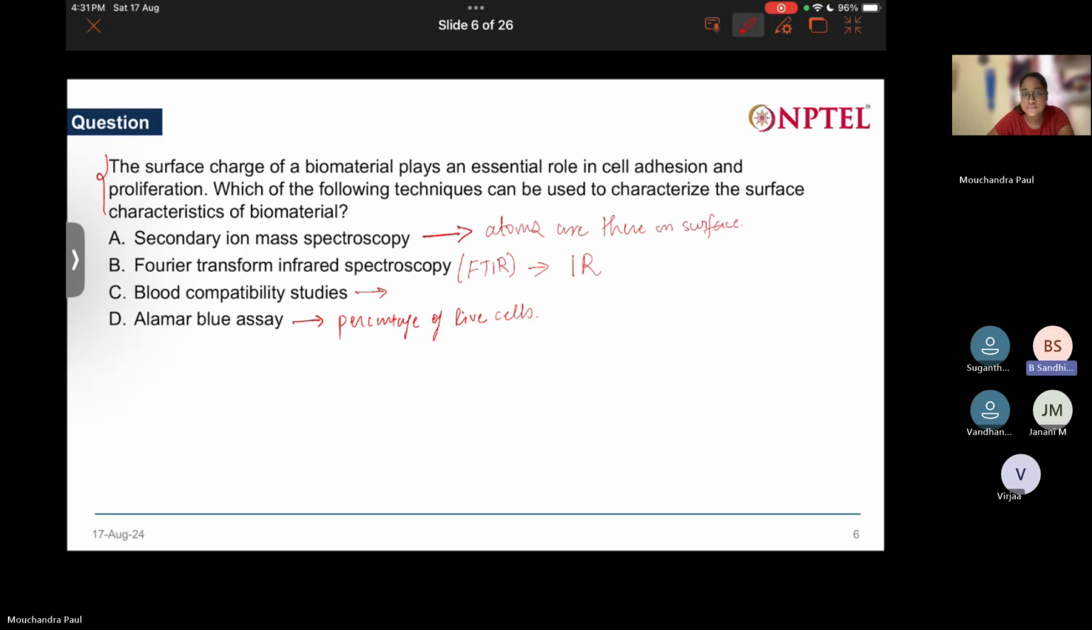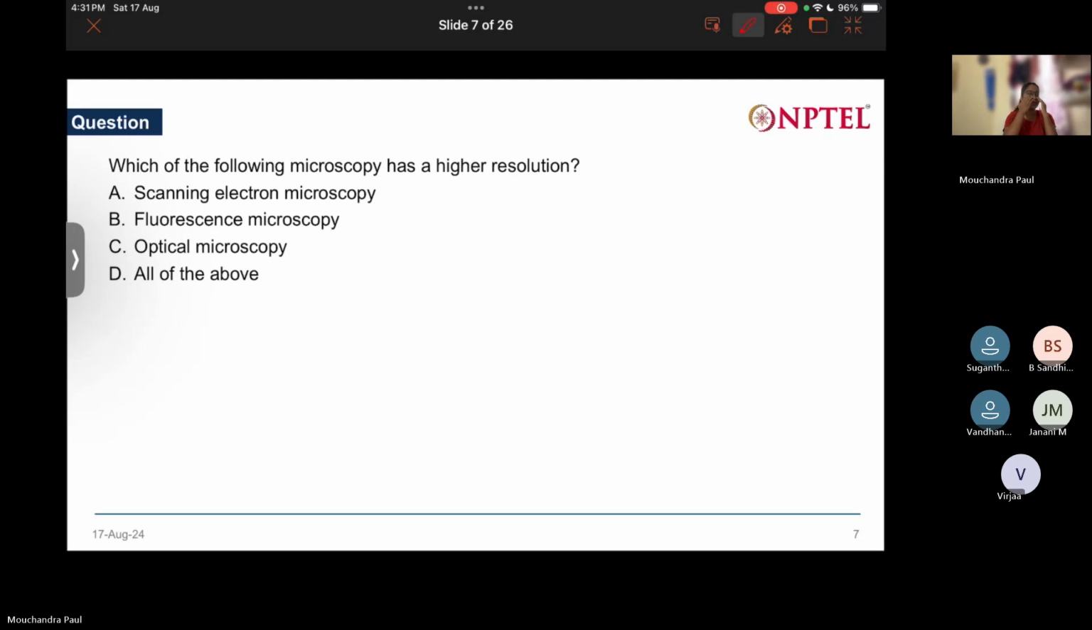Option A, ma'am. Option A. Good. That is the correct answer. Okay. Then the next question. Which of the following microscopy has a higher resolution?